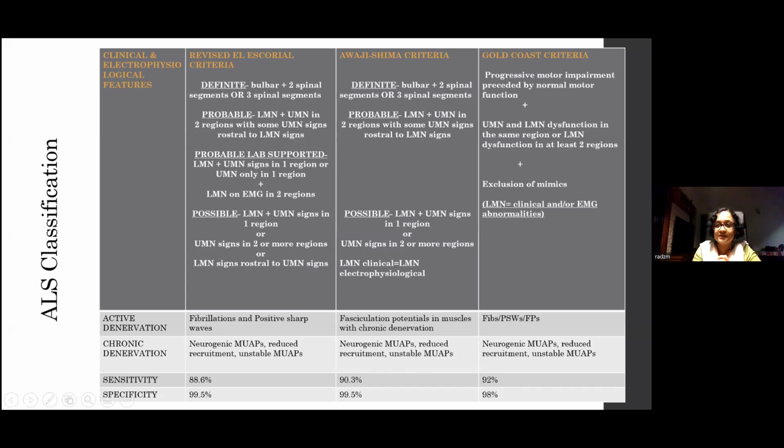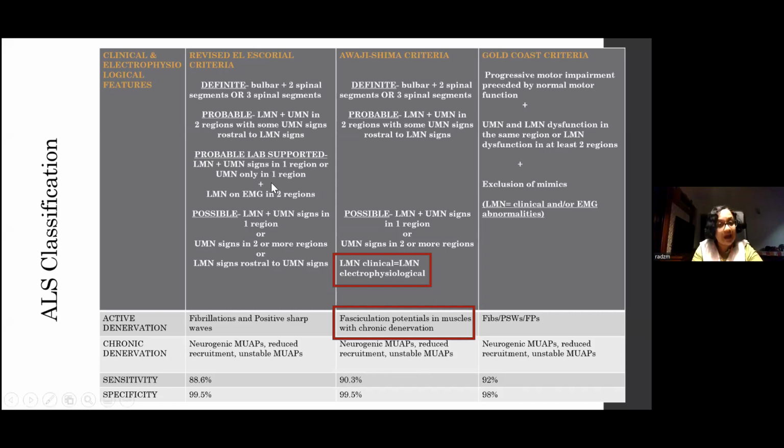The most recent is the Gold Coast criteria, which came out in 2019, 2020. The Awajishima criteria is what we've all been using for a long time, but the Gold Coast is probably more useful. Now, with Awajishima, you have definite, which is 3 segments involved. Probable means 2 segments, that is lower motor neuron and upper motor neuron signs in 2 regions with some upper motor neuron signs rostral to the lower motor neuron. For example, a patient who has UMN and LMN in cervical segments as well as lumbosacral segments with a brisk jaw jerk, for example, and dysarthria, nasal speech in the pseudobulbar palsy in the cranial region. So you have UMN cranially, but LMN and UMN combination is present only in 2 regions, and those kind of patients you label as probable.